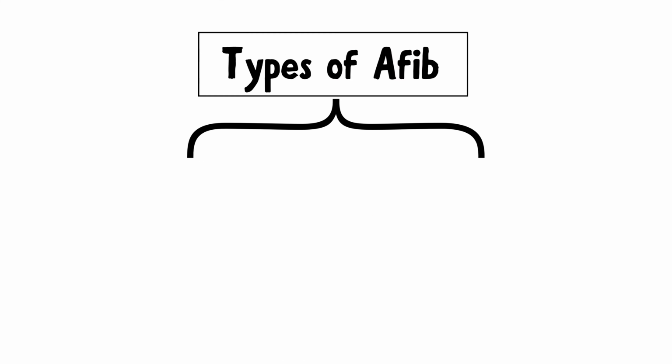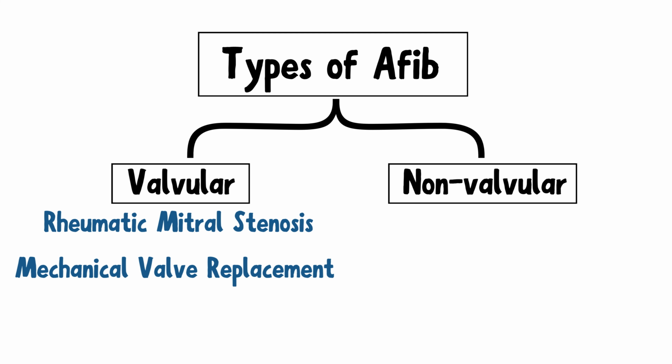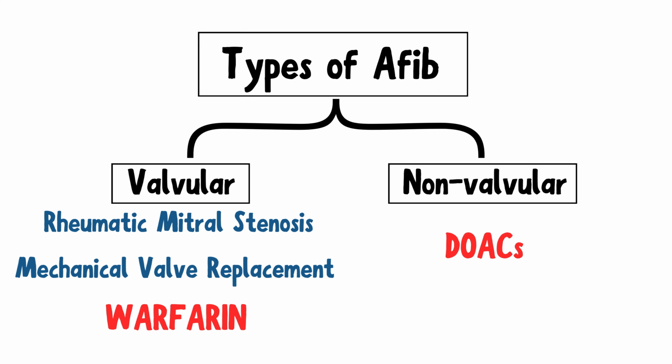We have 2 types of atrial fibrillation called valvular atrial fibrillation and non-valvular atrial fibrillation. Valvular atrial fibrillation usually refers to rheumatic mitral stenosis and mechanical valve replacement. This is treated with warfarin. And non-valvular atrial fibrillation is usually treated with direct oral anticoagulants.